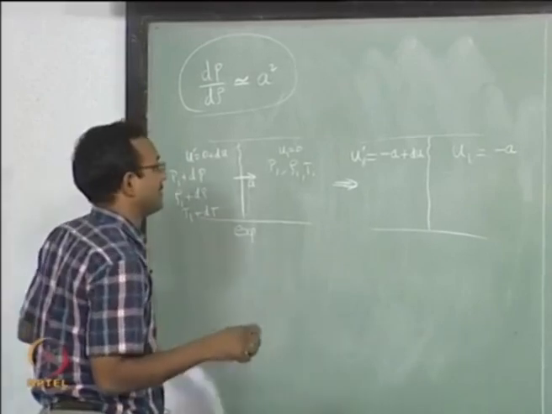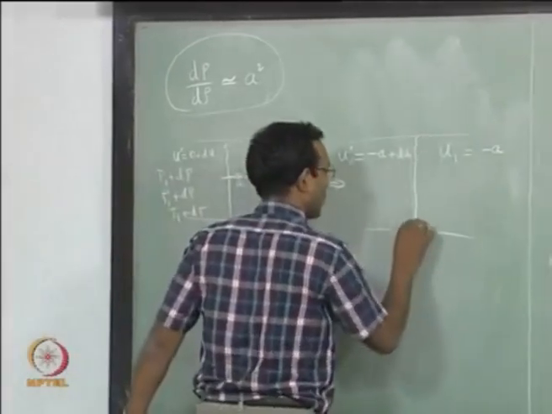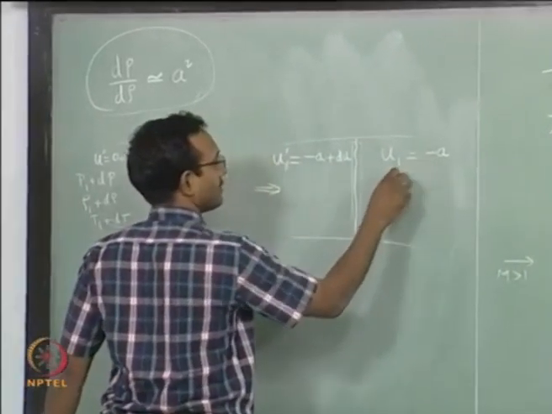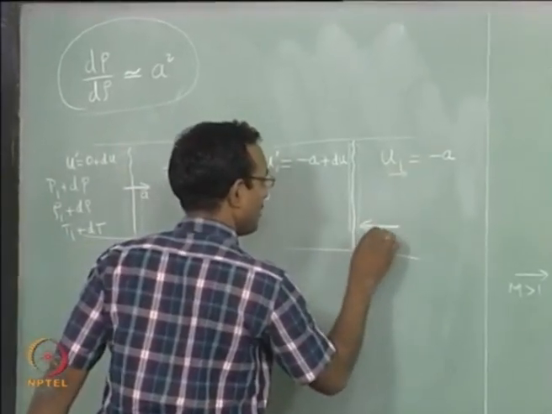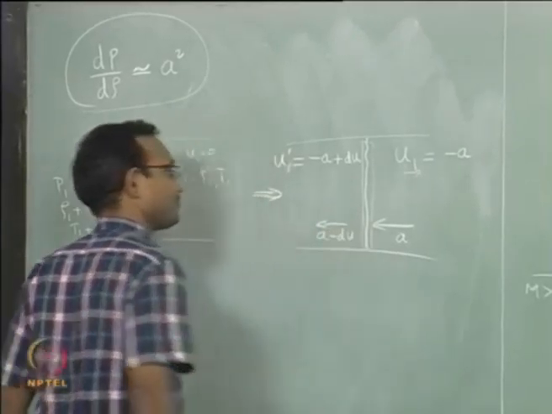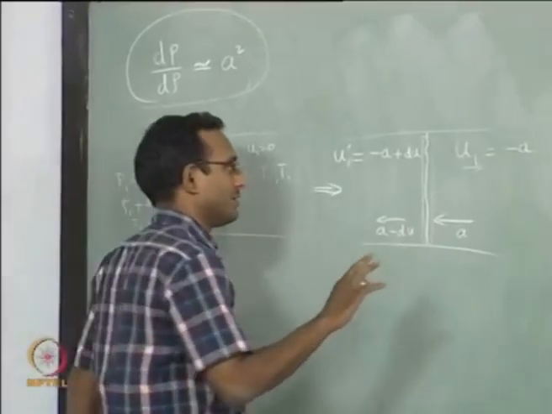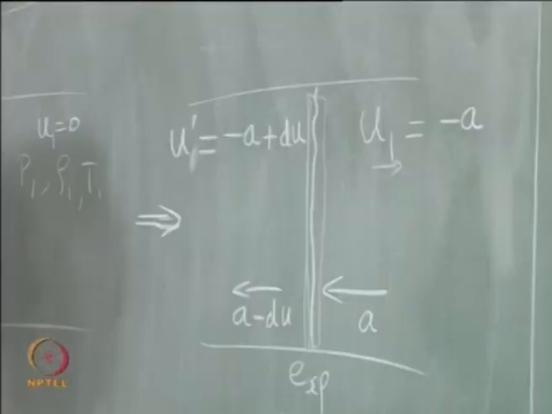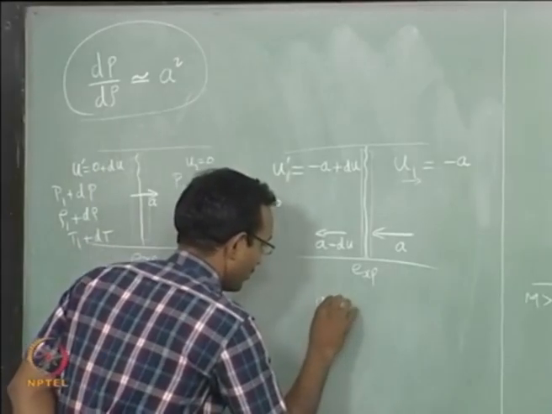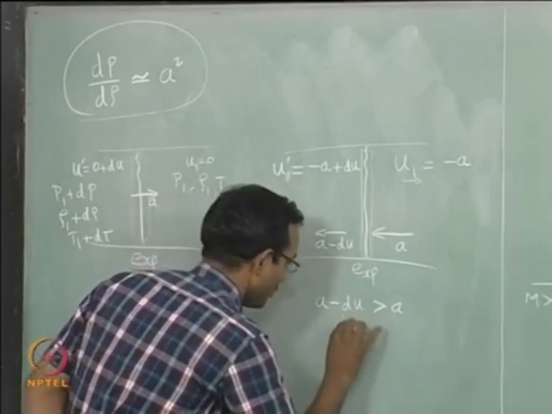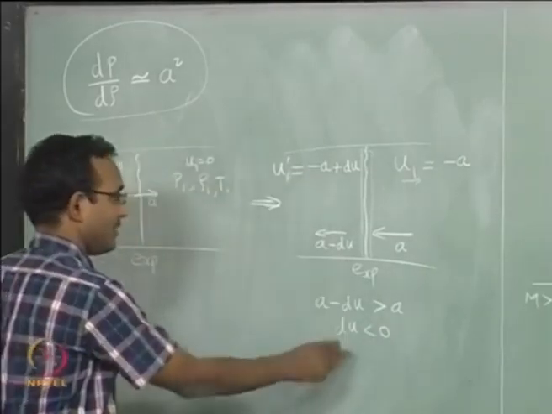So if this is the case, now we have already solved this problem. If I put a control volume across this, since it is minus a in this direction, it is equivalent to having a in this direction and it is going with a minus du this way. We already have this kind of result and I know that this is an expansion wave. In an expansion wave, if a flow crosses it, its velocity increases. So I know that a minus du is greater than a, which actually means that du is less than 0, right, an immediate result from there.